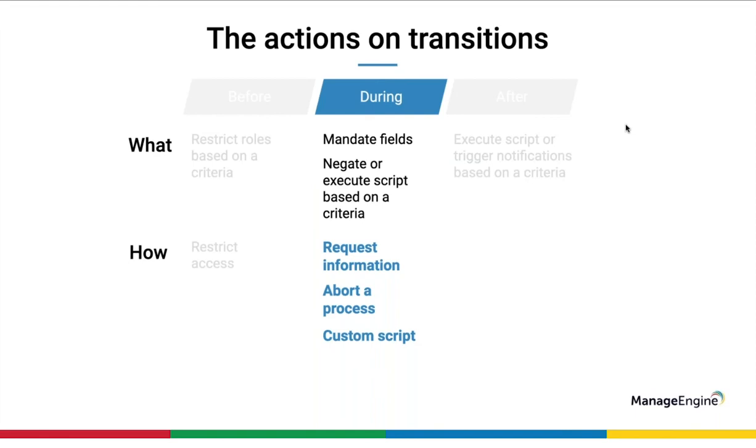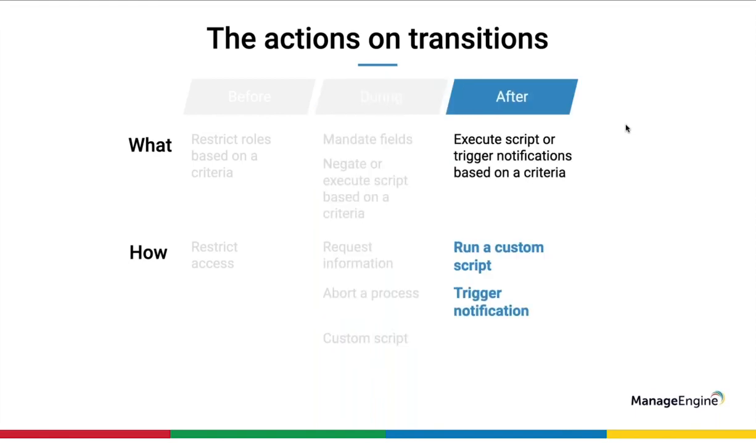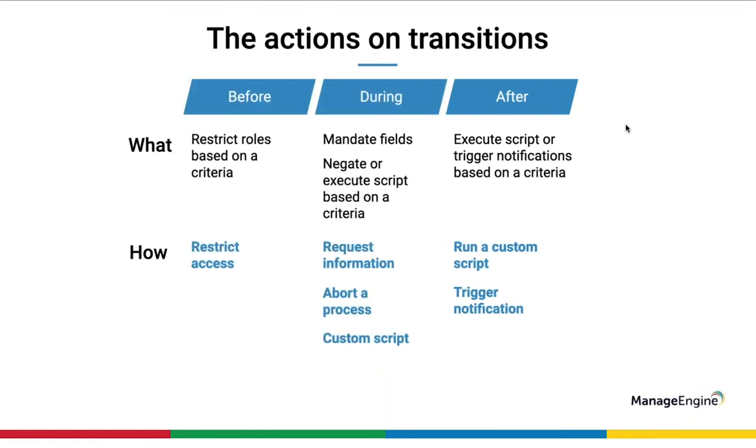And finally, after transition. So once the request is moved from status 1 to status 2, now I am given a lot of other options as well. I can run a custom script. I can trigger notification. So once the request is moved on hold status, I can notify my end user stating that the request is placed on hold for this reason. So these are the three different actions available within a transition.